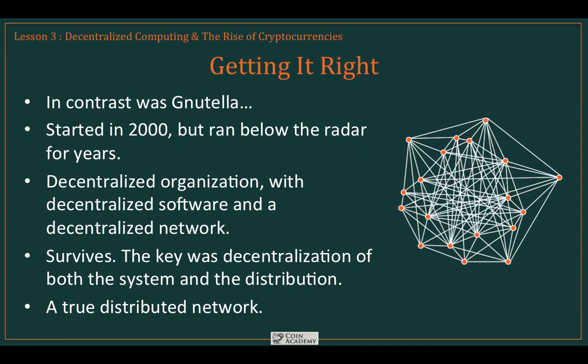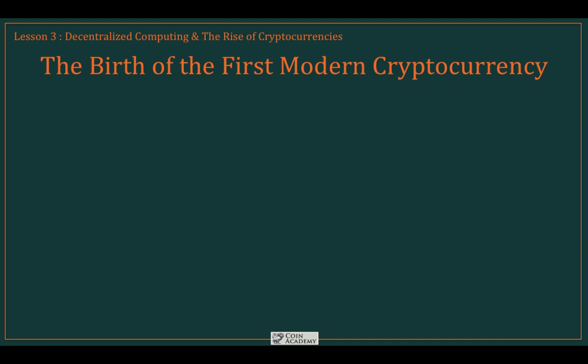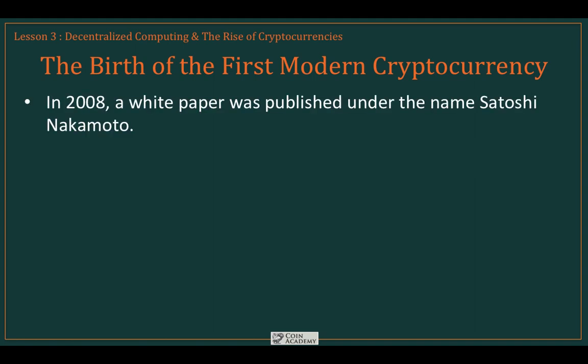This is critical because this is one of the key distinctions that leads to the rise of modern decentralized cryptocurrencies, and it led directly to the birth of the first modern cryptocurrency. In 2008, a white paper was published under the name Satoshi Nakamoto. We don't know who Satoshi Nakamoto was. Is it a single person? Is it a group of individuals? We have no idea. It was an anonymous paper published under a pseudonymous name.